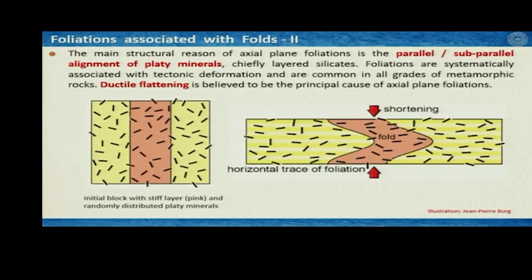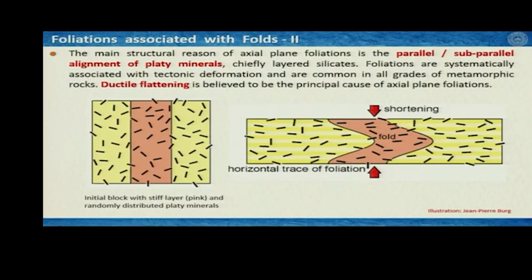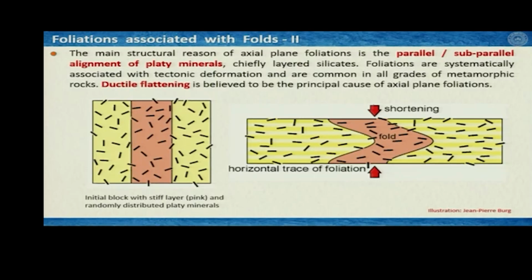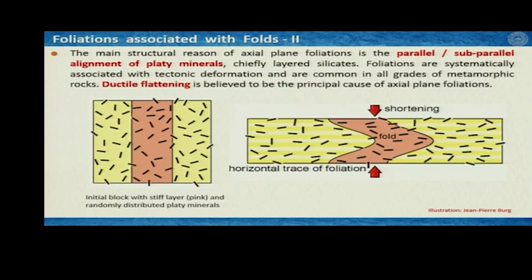The main structural reason for axial plane foliation is the parallel or subparallel alignment of platy minerals. So, this we have probably understood right now. Foliations are systematically associated with tectonic deformation and are common in all grades of metamorphic rocks, and the mechanism which is believed to be behind the development of foliation is ductile flattening.